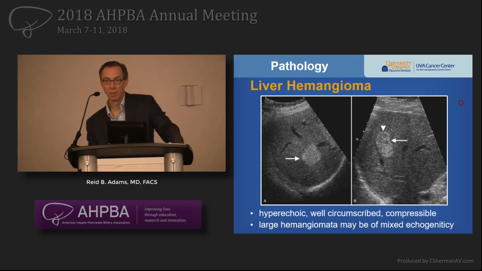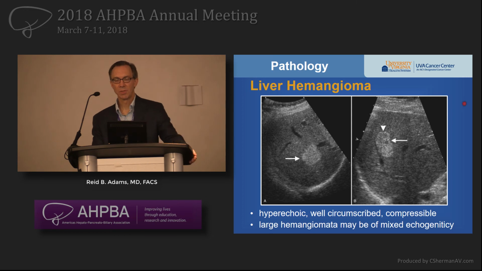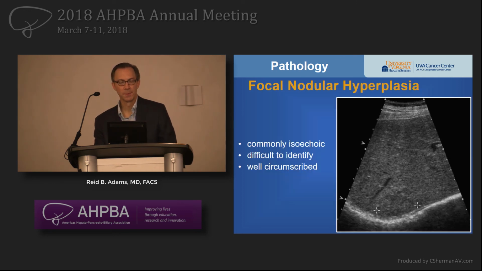They can be variegated in their appearance, and that mixed echogenicity is due to the larger size, but also they can have areas of thrombosis and fibrosis within the hemangioma, giving it a different look versus these smaller, typical-looking lesions.